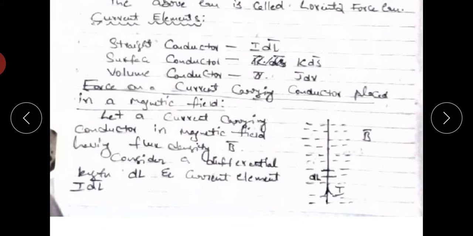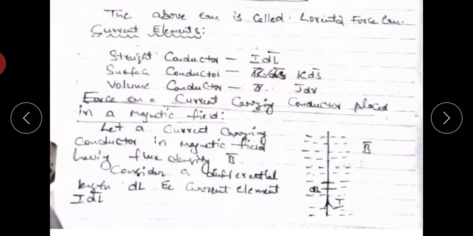So these are the current element formulas. Straight conductor case, current element equals I dl bar. Surface type of conductor case, K into ds bar. Volume type of conductor case, J into dV.